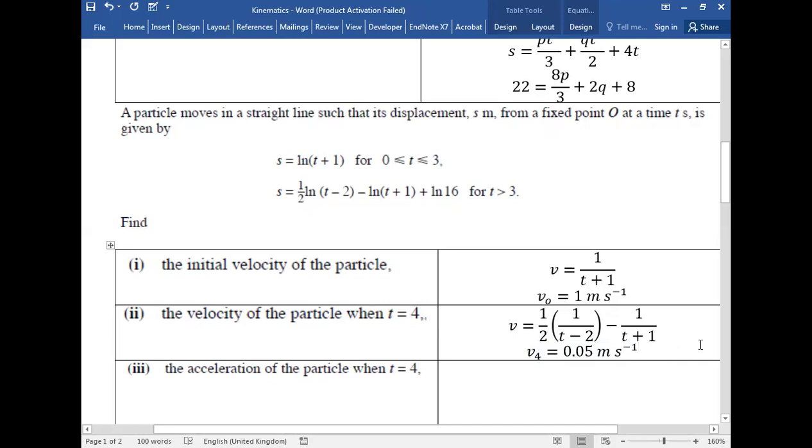Velocity at 4 seconds. I suggest you write or label these velocities, because if you need to use them in the further parts, you must know which velocity was found when. I'm calling this v4 because it's when the time is 4.